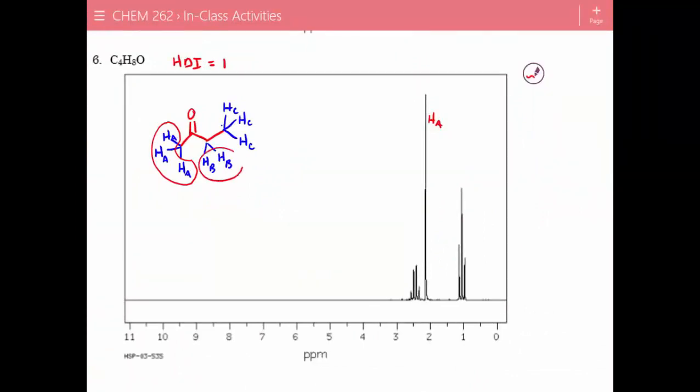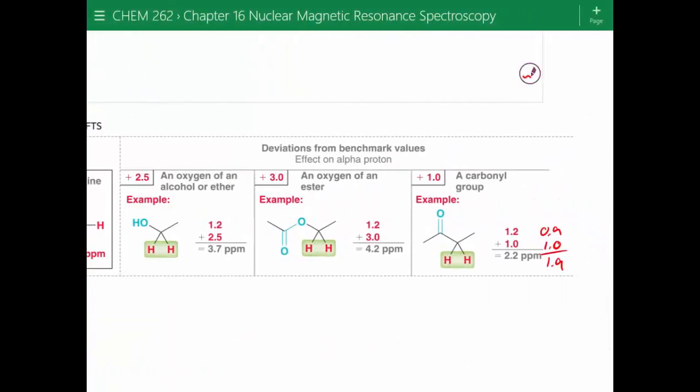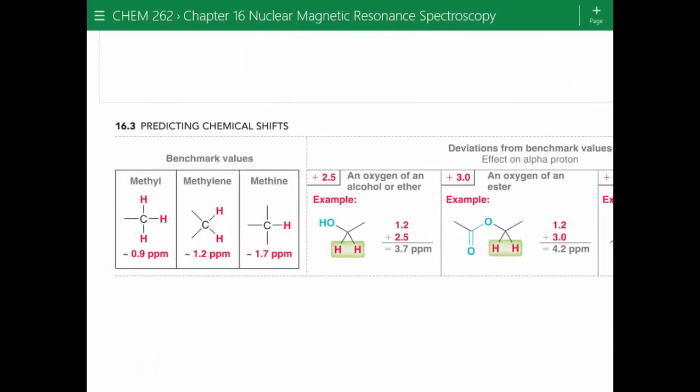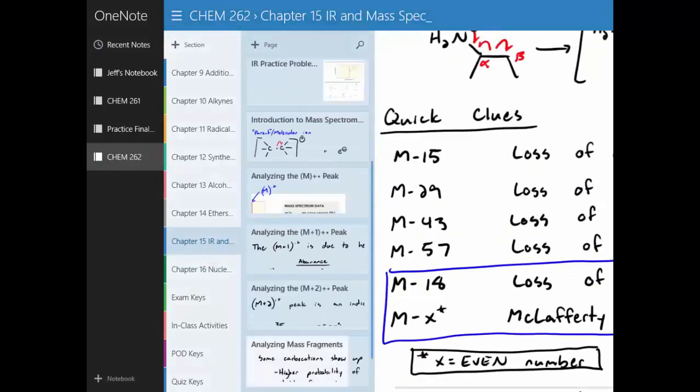Now let's take a look at HB. HB has 3 3-bond neighbors, which means maybe this quartet belongs to it, and maybe the remaining ones, HC, belong to this last methyl group over on the end. But let's just double check. We said HB shifted around 2.5. We can go check with our sheet, and we could say, well, methylenes have a benchmark value of 1.2. If we go over here, 1.2 plus 1 equals 2.2. So it should have a chemical shift around 2.2 ppm.